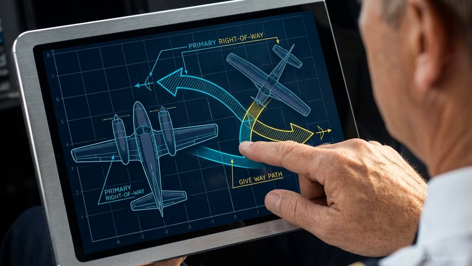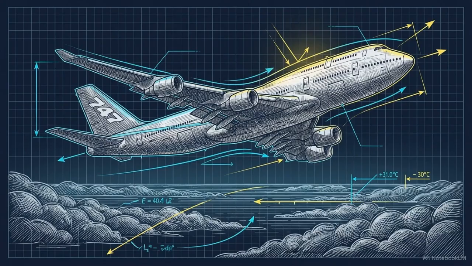Memorizing options is a fragile strategy. When you understand the logic behind the rule and apply it to the situation, you avoid the traps and build the skills of an exam-ready pilot.